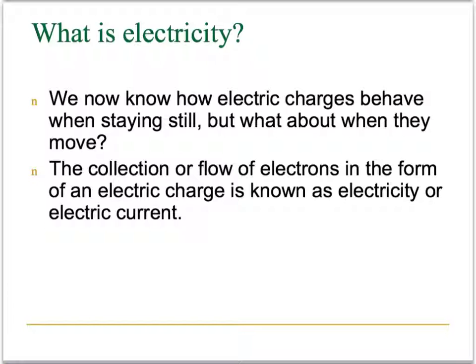So what is really electricity? We know how electric charges behave when staying still. But what about when they move? The collection or flow of electrons in the form of an electric charge is known as electricity or current. So therefore, electricity is simply the flow of electrons. If there is no flowing of electrons, there is no electricity.